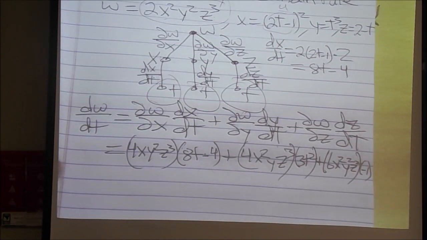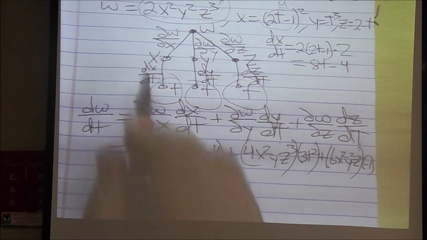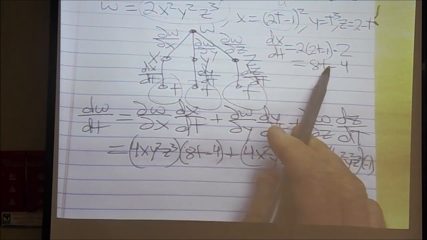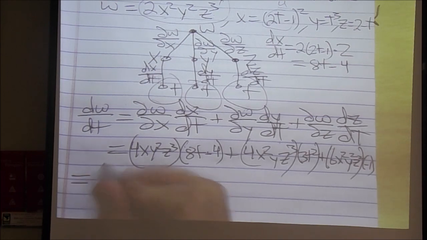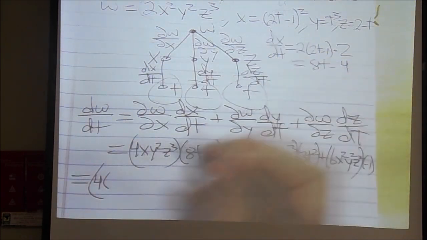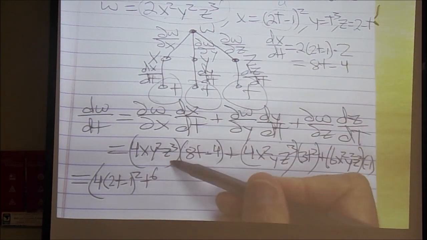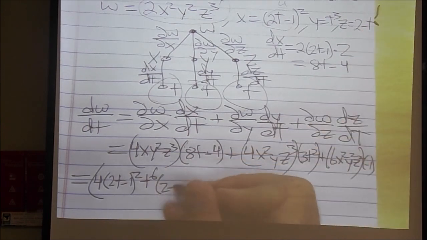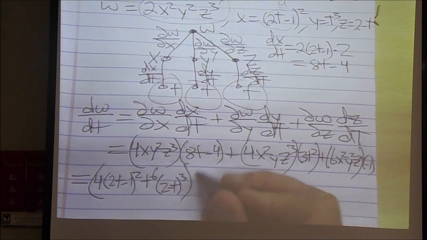And there we have dw/dz. However, the idea is that w is really a function of only one variable, t, through these intermediate variables x, y, and z. So we want to put everything back in terms of t only. So I got 4 times x. Let's see, x is 2t minus 1 squared. Times y squared is t cubed squared is t to the 6th. Times z cubed is 2 minus t cubed. That's 4x y squared z cubed. All multiplies 8t minus 4.